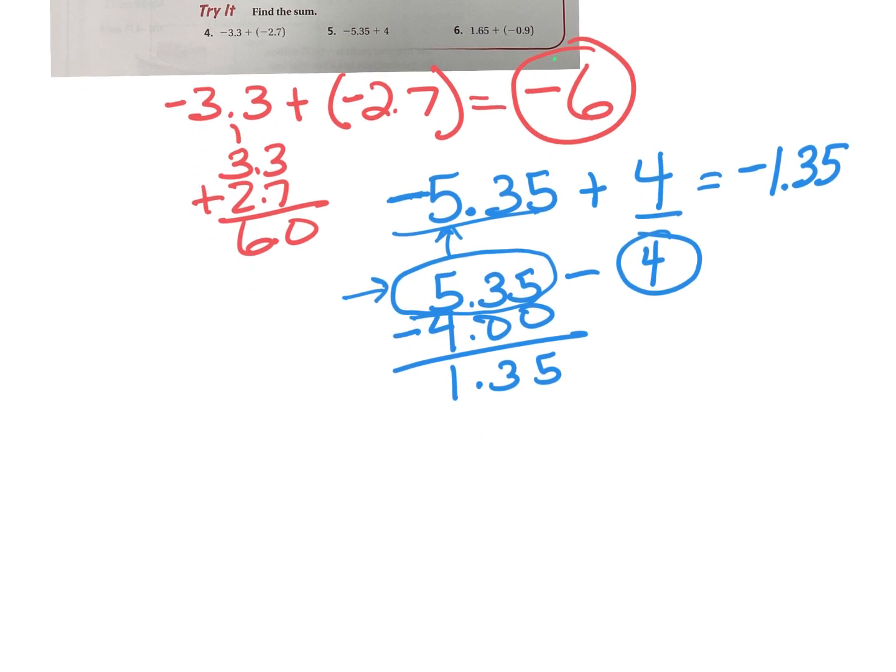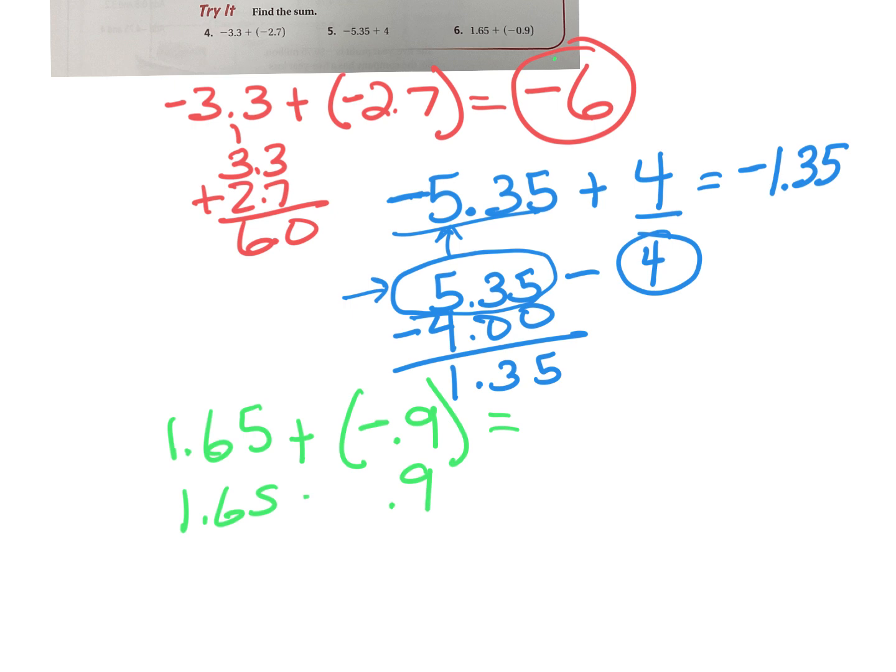All right, one more. It is 1.65, that's a positive, plus a negative 0.9. Okay, so they're different signs. One's positive, one's negative. So I find the absolute value, 1.65, and the absolute value of 0.9. Then I have to decide which one is bigger and smaller. This 0.9 is smaller, so I'm going to take it away from that. And the way I do that is I go like this.